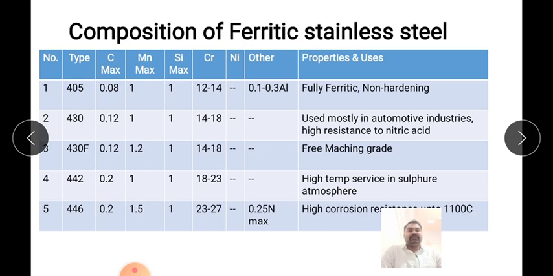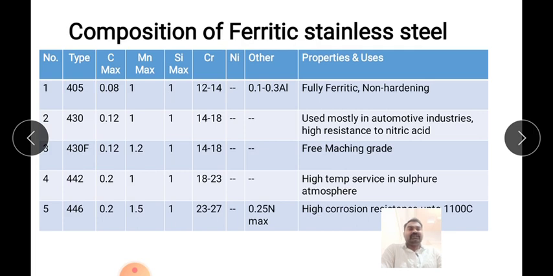The first type, that is 405, consists of 0.08% carbon, 1% manganese, 1% silicon, 12 to 14% chromium. The chromium percent is higher because it's a stainless steel. The name itself suggests that stainless steel means what? There will be no corrosion. Then 0.1 to 0.3% aluminum. This is the composition of the first grade of ferritic stainless steel. The property is fully ferritic, non-hardening. Then in 430, there is 0.12% max carbon, 1% manganese, 1% silicon.